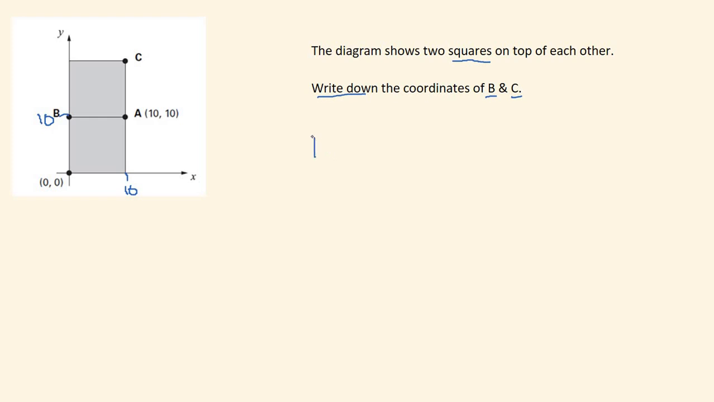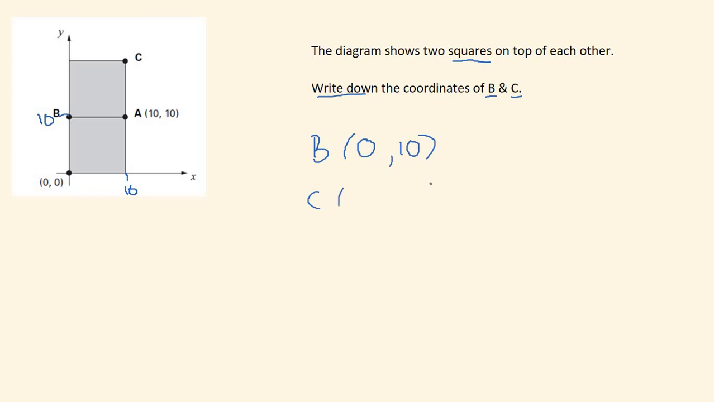Now if we think about the coordinate B, it has an x-coordinate of 0 because it is on the y-axis. So anywhere up here the x-coordinate will be 0. So that's 0. And your y-coordinate must be 10 because it's in line with A. We know it's a square, so A and B are opposite each other. So the y-coordinate of B must be 10.